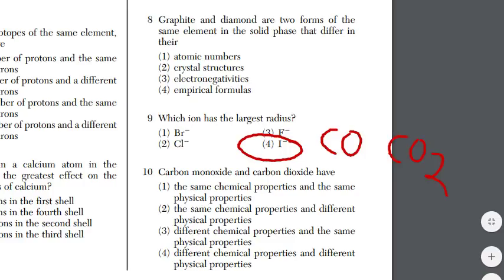For question 10, we're dealing with carbon monoxide, which is CO, and carbon dioxide, CO2. And what do they have? Well, they are different compound formulas. Even though they contain both carbon and oxygen, they are going to have different chemical properties and different physical properties. So every compound has its own physical and chemical properties. Every element has its own physical and chemical properties.